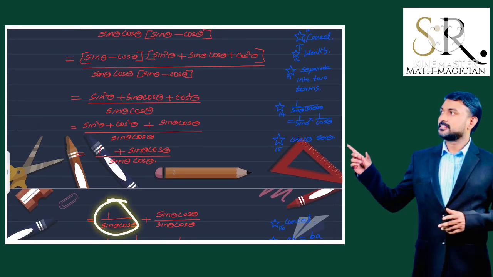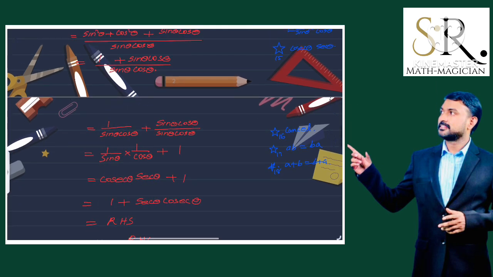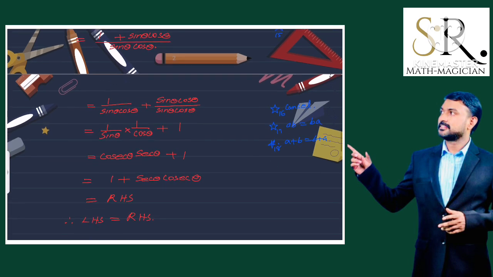So 1 by sin theta cos theta, sin theta cos theta by sin theta cos theta. 1 by sin we know is cosec, 1 by cos means sec. So we reached the answer and we arranged the order. 1 we can write first, this we can write later, no problem. Addition is commutative: 2 plus 3 we can write as 3 plus 2, the order we can change, no problem. So we reached RHS, and we proved that LHS equals RHS.